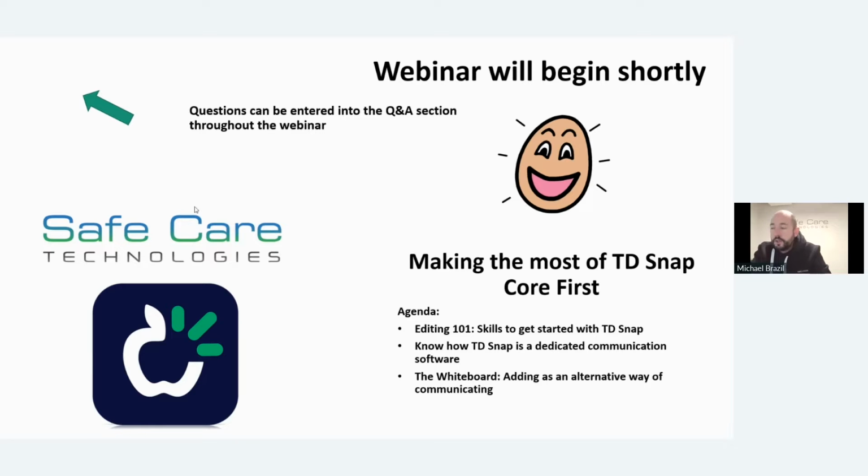So we're going to touch on editing 101, skills to get you started, how to put TD Snap into dedicated communication mode, and also show you the whiteboard and how to add it to any page set. It is on the aphasia-based page set, but it can be added to your symbol-based page set, or alternatively the text-based page set as well. So I'll show you that in a while.